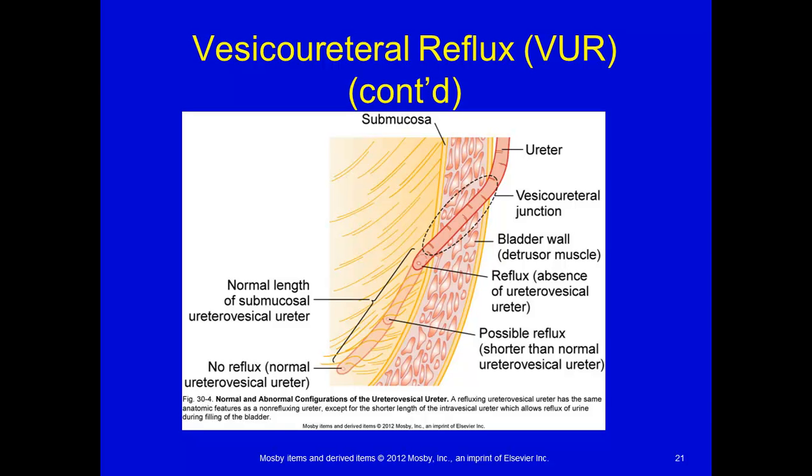And so really, if you look at it, a refluxing ureter, a ureter that's part of this VUR, has the exact same anatomical features of a normal ureter. It's just shorter, right? And therefore it doesn't get compressed. And that's the major issue. Okay?